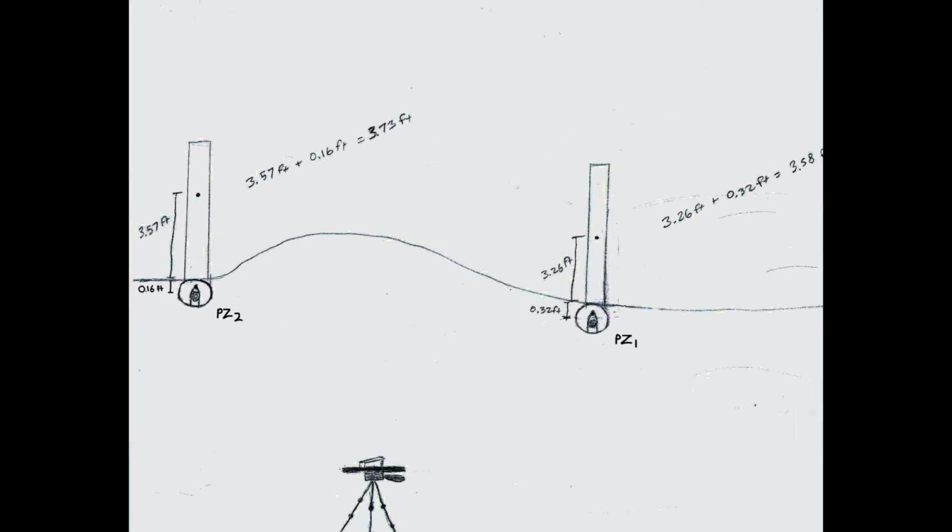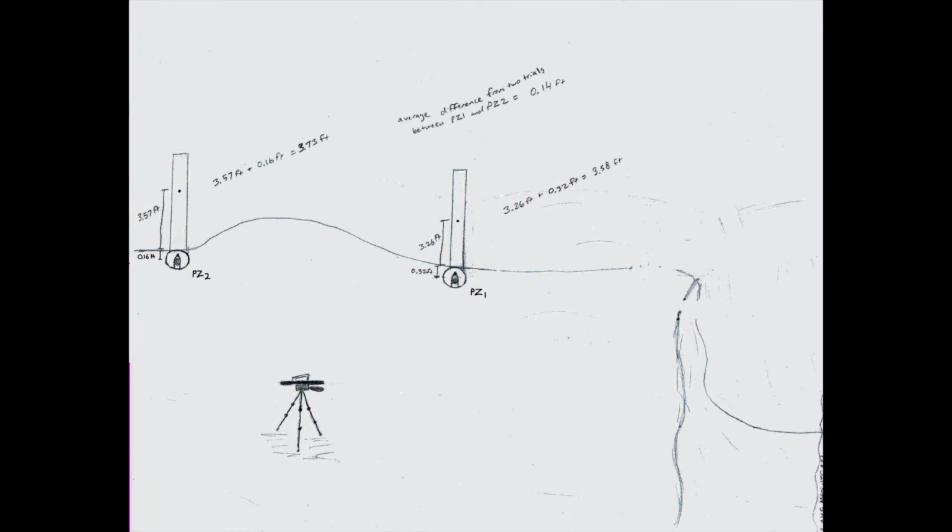Finding the difference was then just a matter of subtracting. This whole process was repeated, and the average difference between PZ1 and PZ2 came out to be 0.14 feet.